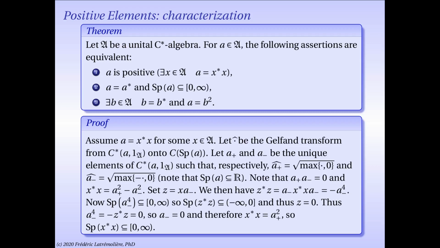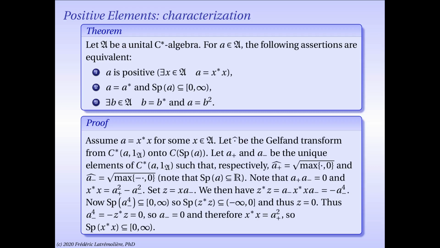These two functions, the square root of the positive part and the square root of the negative part, are of course continuous functions on R, and the spectrum of A is a subset of R since A is self-adjoint. So this is well defined. These are elements of the continuous functions on the spectrum, and the Gelfand transform is surjective, so there must be elements that map to those two functions from the C-star algebra generated by A, and because the Gelfand transform is injective, these elements are unique. Moreover, again using the fact that the Gelfand transform is a nice star isomorphism, it's very easy to check that A plus times A minus is 0, and therefore A minus times A plus is 0 too, since the C-star algebra generated by A is abelian as A is self-adjoint.